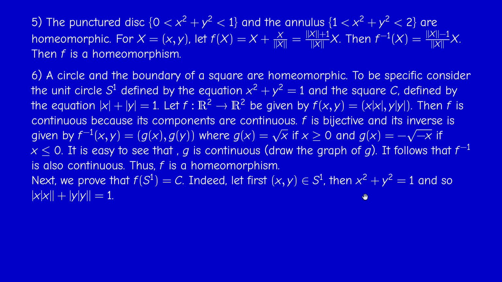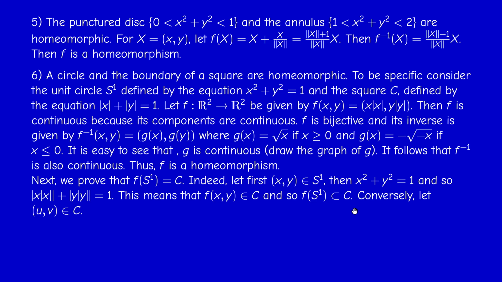same thing, actually, because this is just x squared. So x times absolute x is absolute x times absolute x, if you like. And x times absolute x is just the first component of f. So actually the (x', y'), if you like, satisfy the equation of the square. So this means that f of (x, y) belongs to the rotated square. This proves that f maps S1 into C.